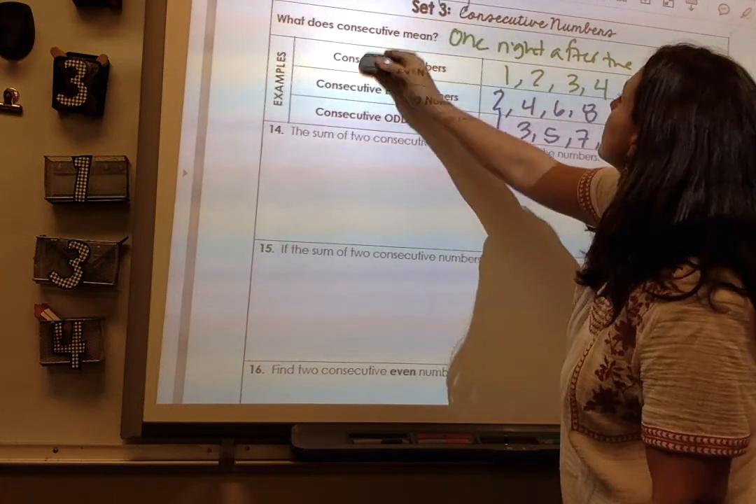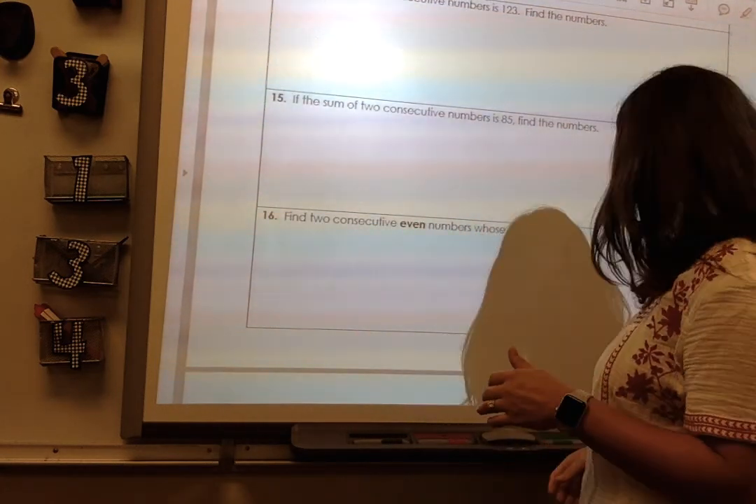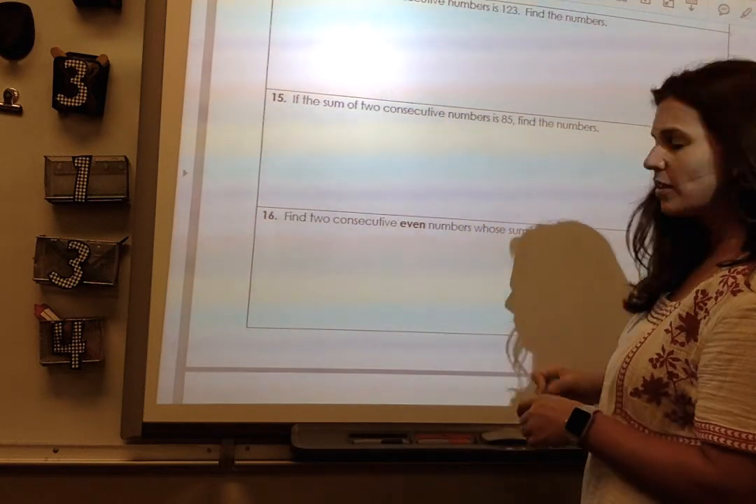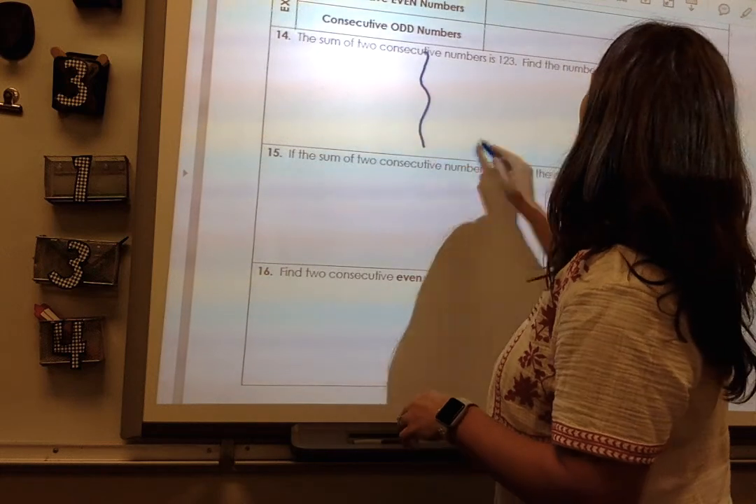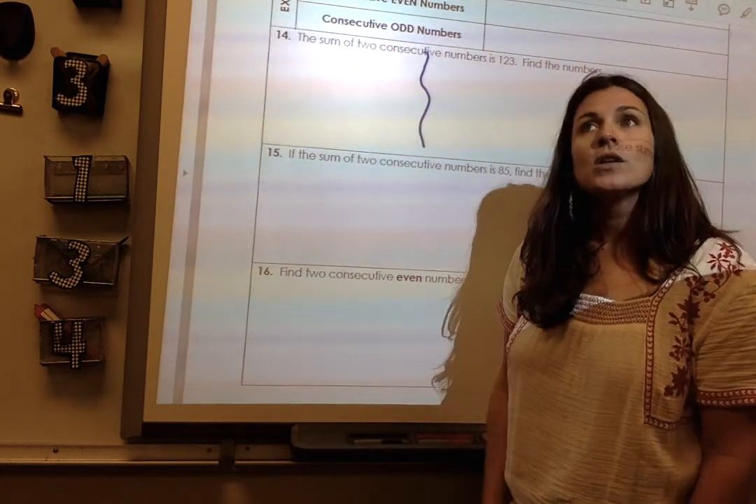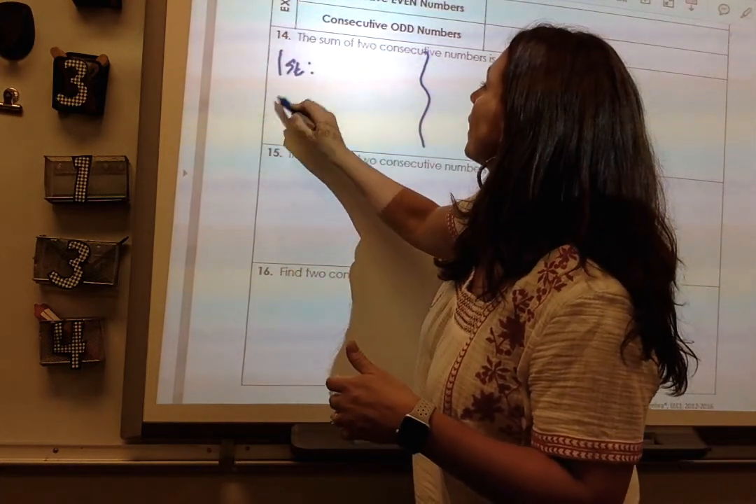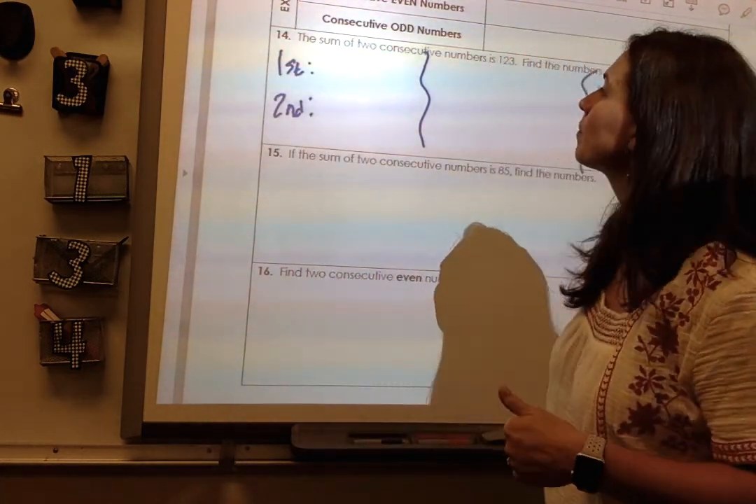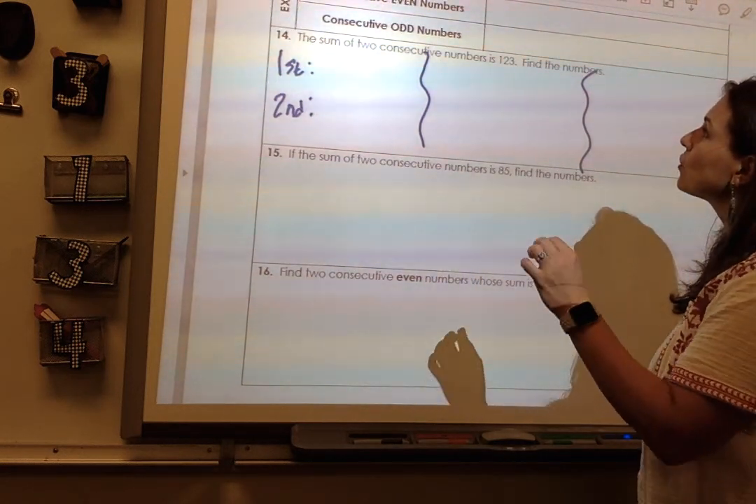Let's take a look on how we solve them. So again, we're still setting them up in those 3 sections. So can you see the top of that one? Let's do that. All right, so 3 sections. So now it says the sum of 2 consecutive numbers. So consecutive means in order. So I've got a first number, and I have a second number. The sum of 2 consecutive numbers is 123.